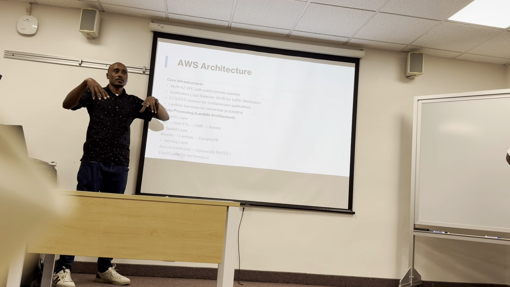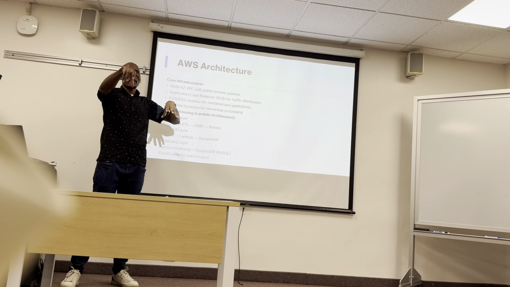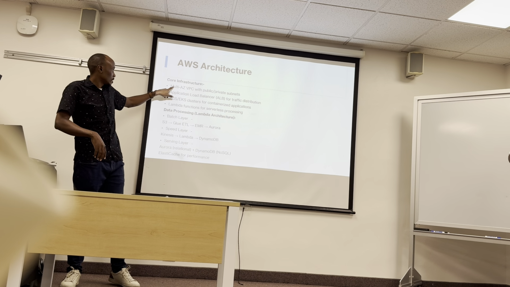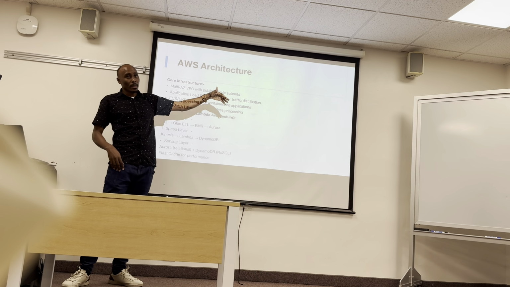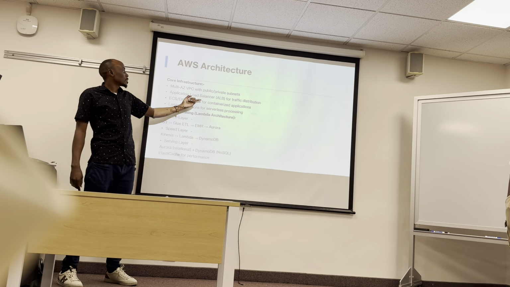So AWS, I don't know if most of you might be familiar. It's always best to have your thing in multiple availability zones. They have so many. Of course, with the public and private subnet, because you need to kind of store your data. Then you have an application load balancer.